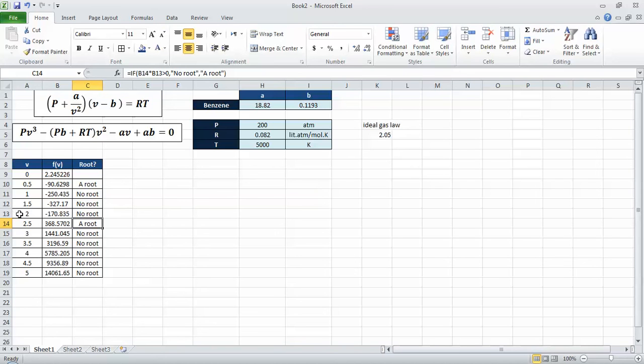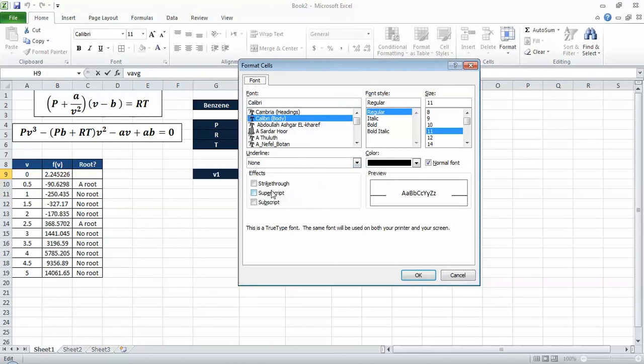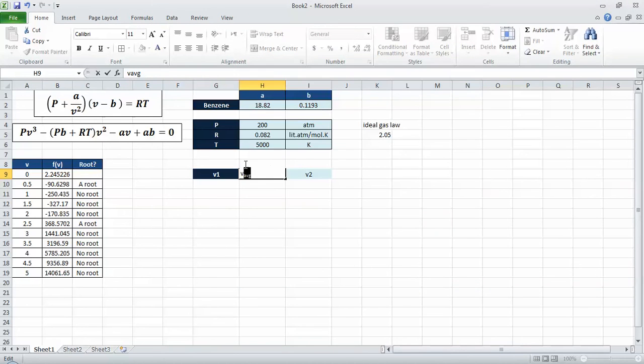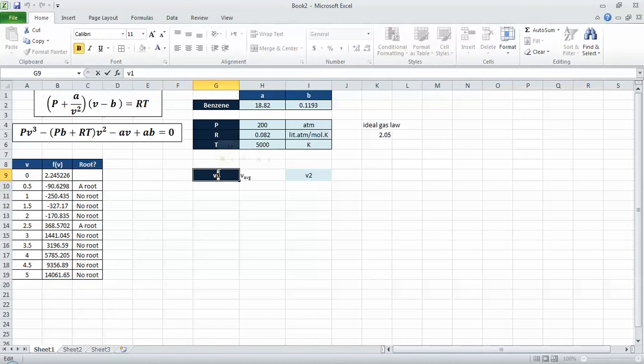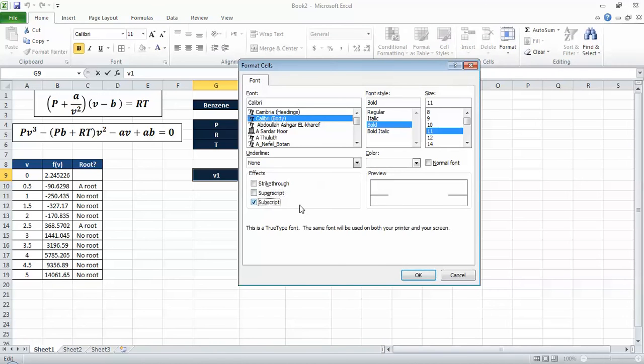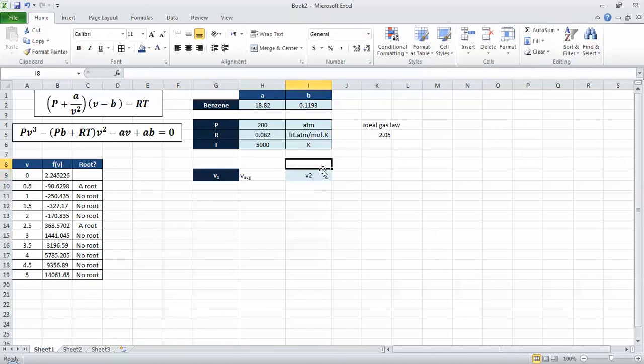So the take-home message is that we're going to take these two values as x1 and x2, the two starting values, and then I'm going to make the same table. It's v1, v2, and v average. And just make them look somewhat professional and look better.